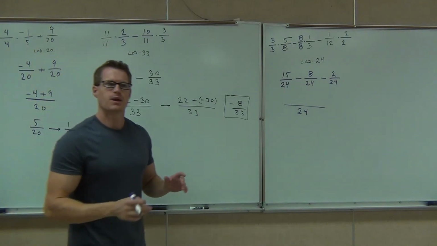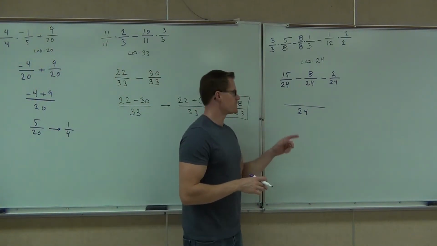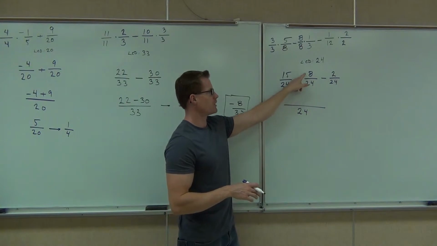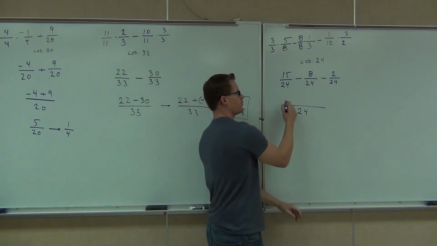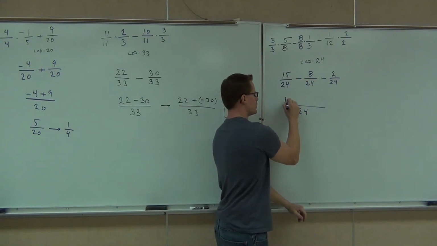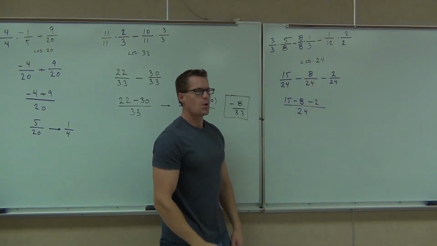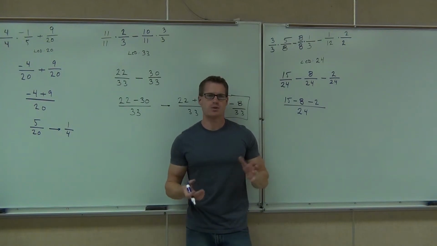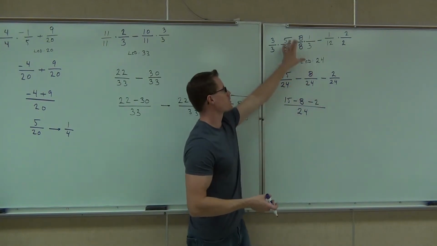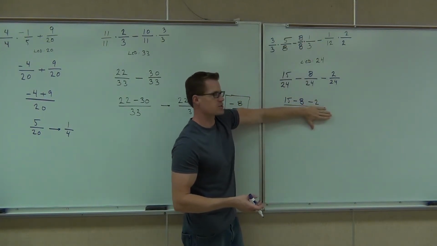On the numerator, what you do is you simply write every numerator along with the sign. So what are we going to have? 15 minus 8 minus 2. Good, minus 2. What this does for us when we write this as one fraction, I want you to see it. It changes a fraction problem into actually just a subtraction problem.